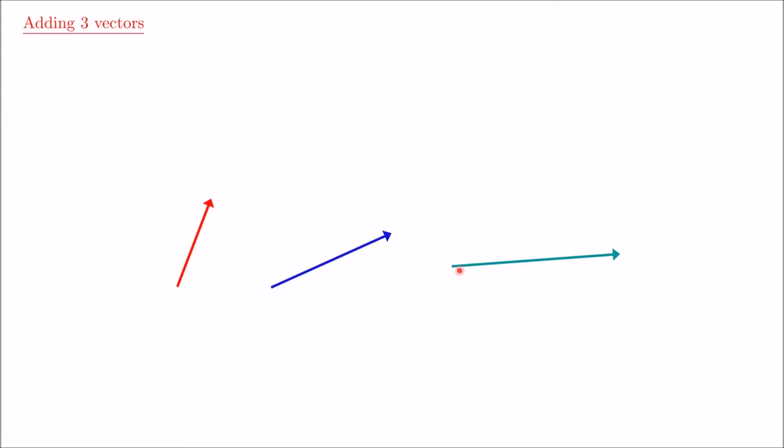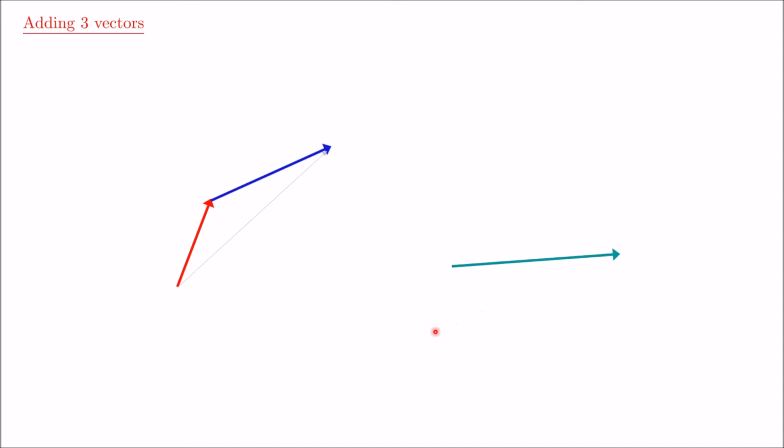Okay, now let's look at what happens when we're trying to add these three vectors together. So let's add these two first. If we wanted to do that, we'd do the head to tail thing. And the resulting sum vector from these two is going to be this one.